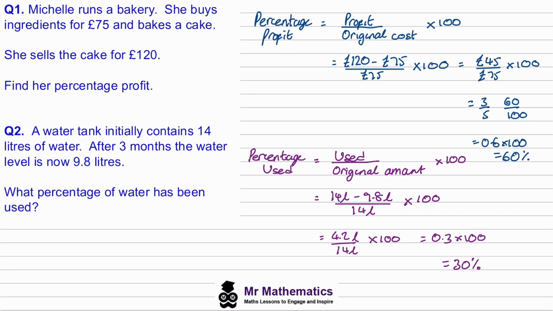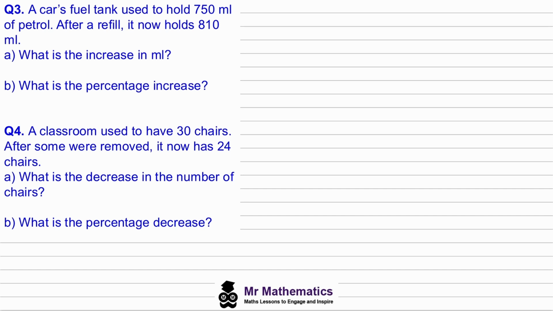Okay, let's try some more questions. So in question 3, we're told that a car's fuel tank used to hold 750 millilitres of petrol, and after a refill it now holds 810. We've been asked to work out the increase in millilitres and then a percentage increase. And for question 4, a classroom used to have 30 chairs. Some were removed, it now has 24. We've been asked to work out a decrease in the number of chairs and the percentage decrease. So do you want to try these questions yourself? You can pause the video, and when you come back, we'll go through the worked solutions.